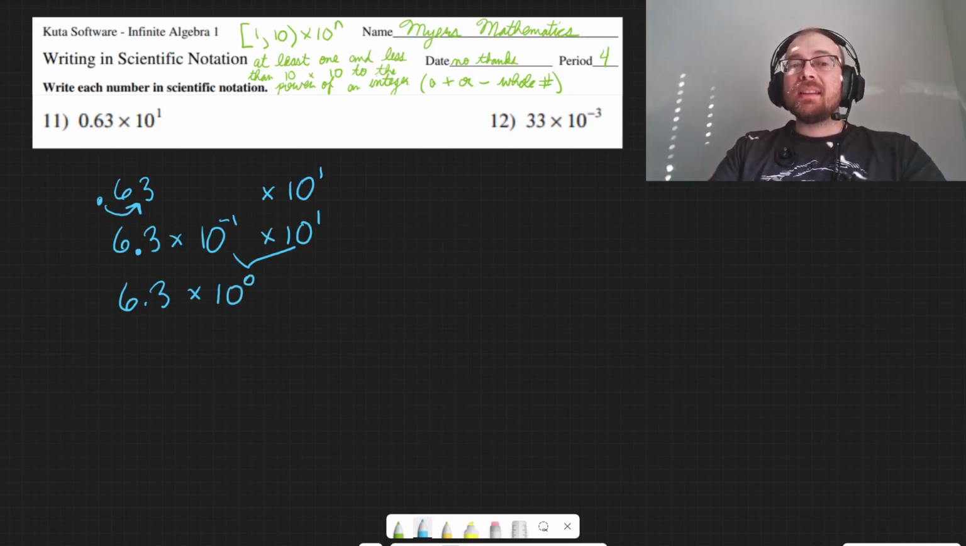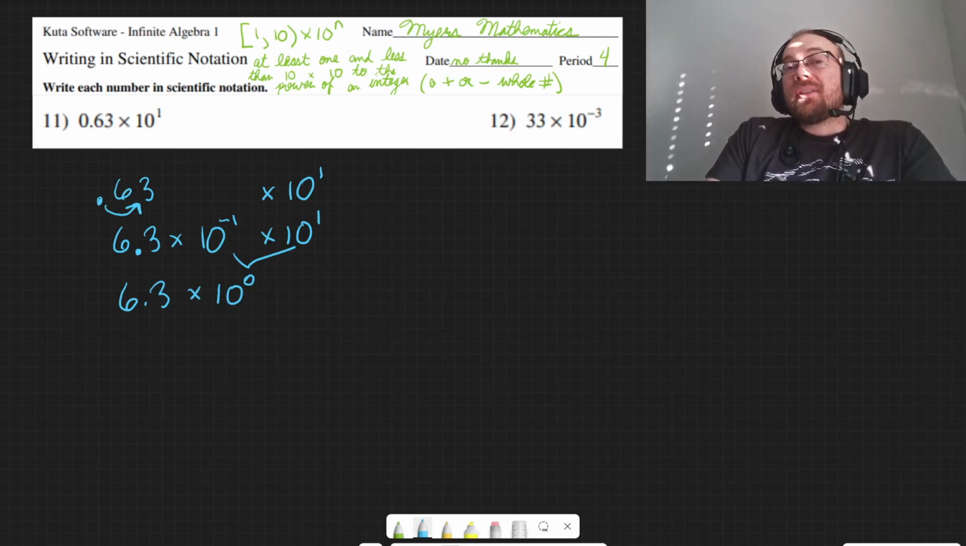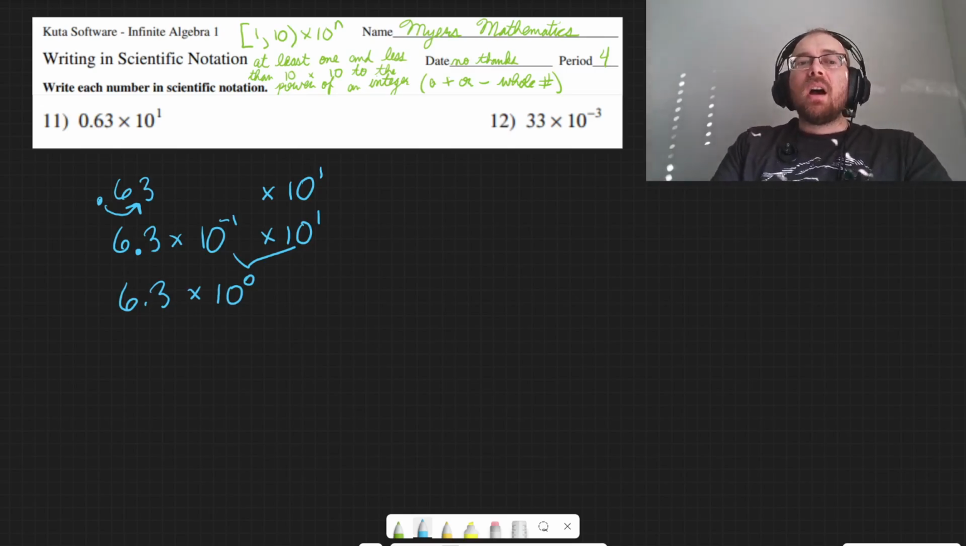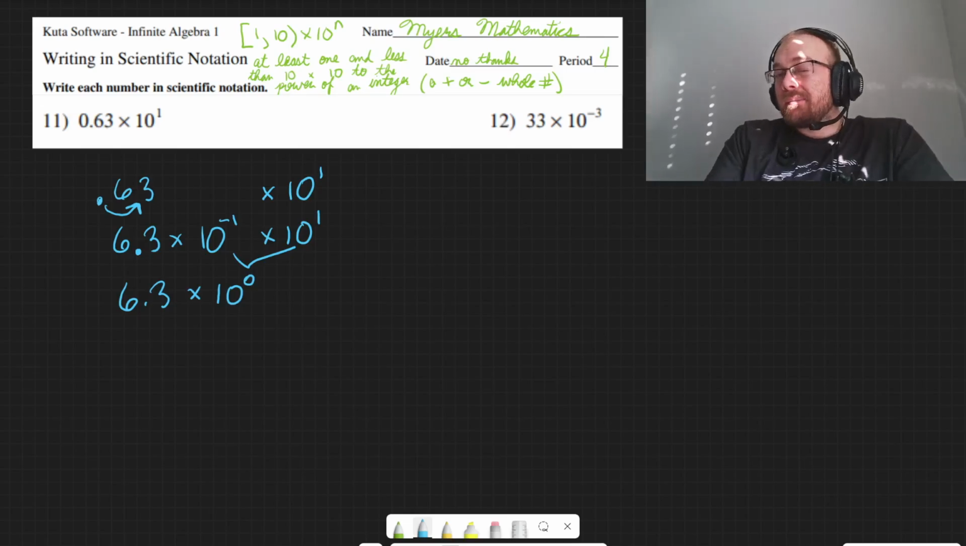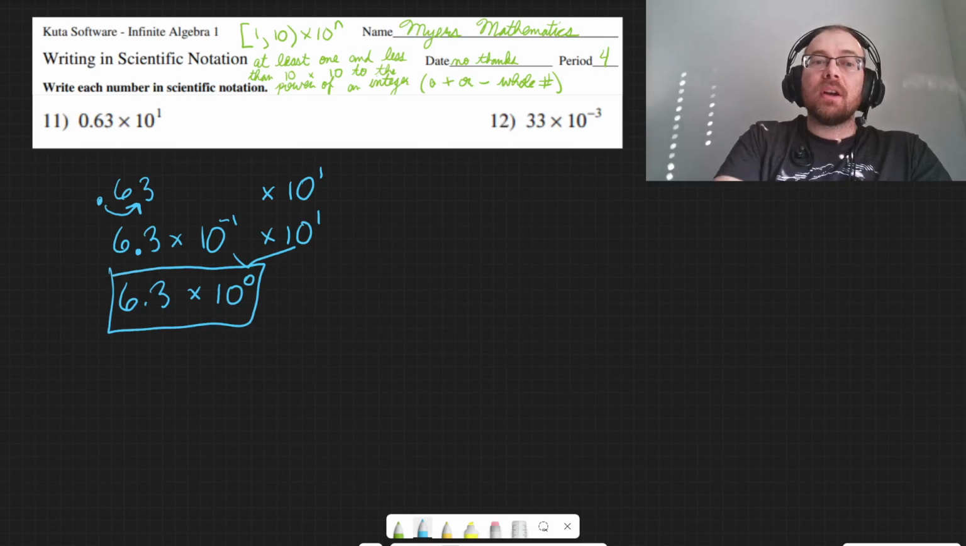And that one is pretty difficult because it's like, why do I need to do that? Well, it's just because that's the notation. We have to write it in the notation. Sometimes you might be able to get away with putting like 6.3 and then just writing it like that. And some teachers might be okay with that. But typically, if you're going to write it in scientific notation, it has to be a number between 1 and 10 times by 10 to a power. So this would be the official answer to number 11.